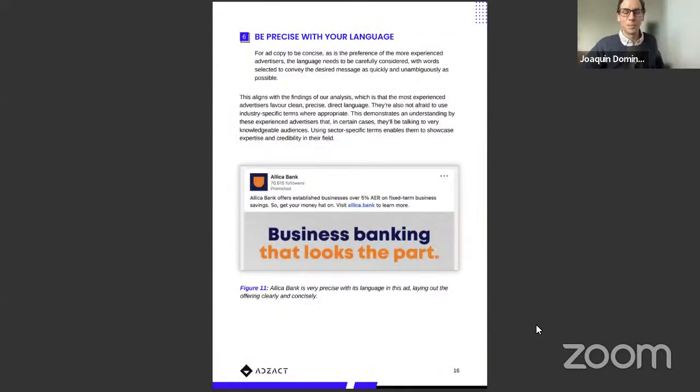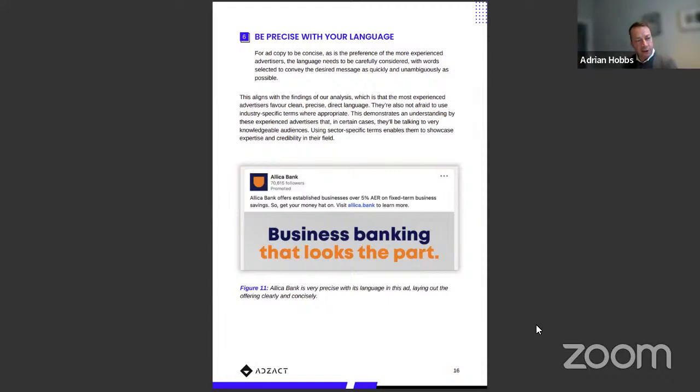And finally, being precise in your language. And I know we internally looked at this one and debated it quite a bit, didn't we? Because it was interesting in terms of looking at the language level. I can't remember what the terminology was, the reading level, I think. Yes, what we looked at.